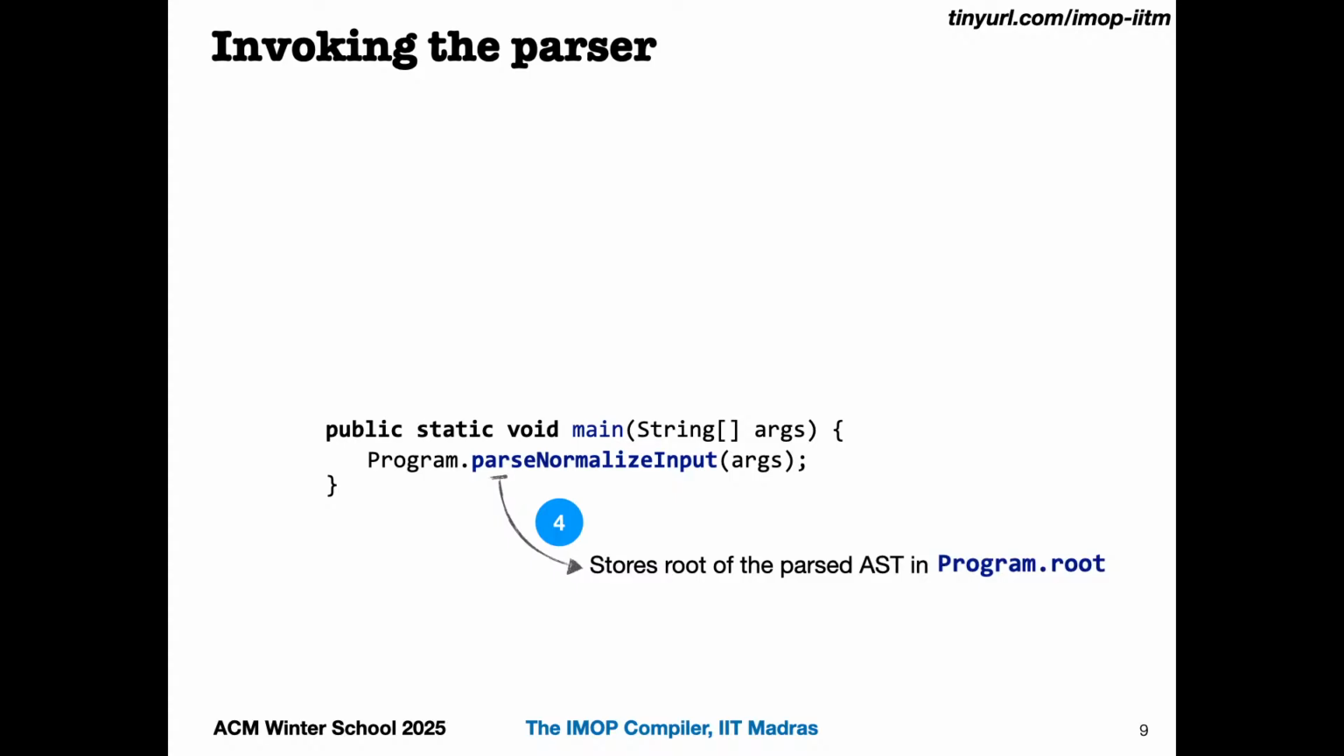So what does this do? It creates the AST. Pay attention. It creates the AST and stores it in program.root. Program is a global variable. Program.root stores the AST root. Okay.